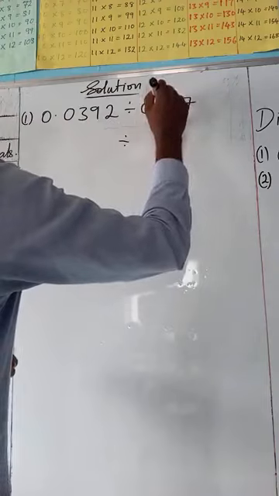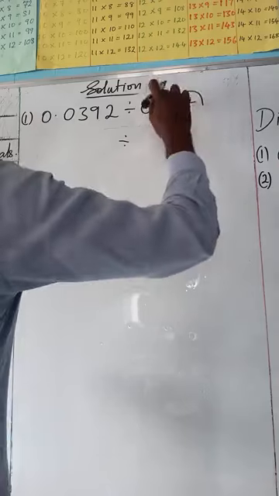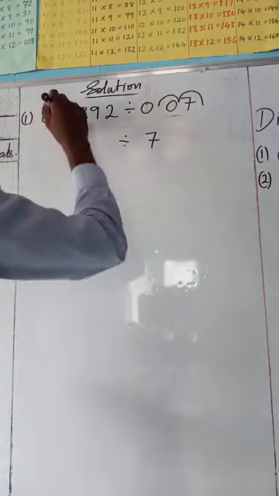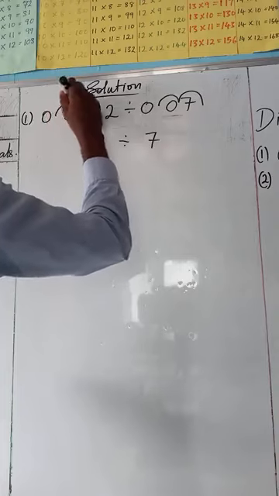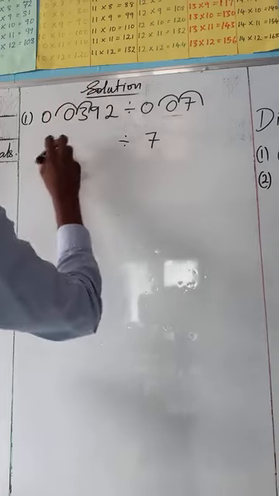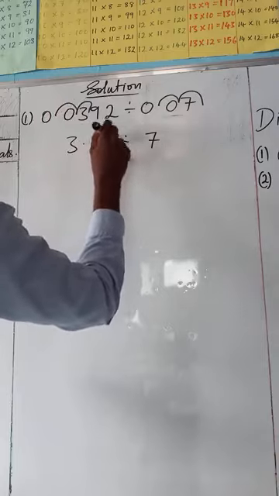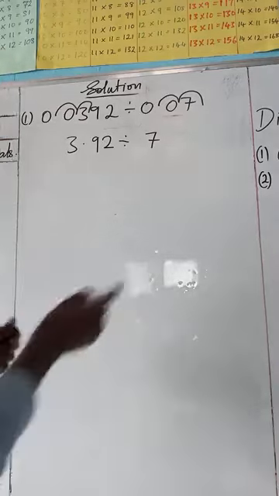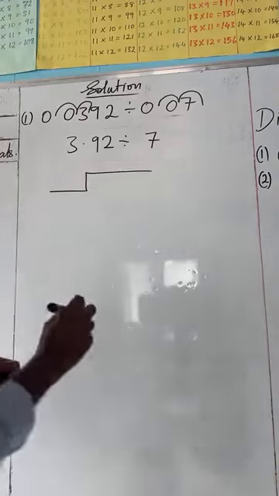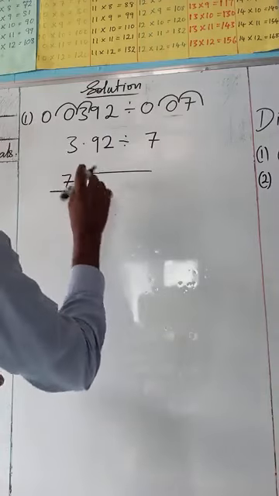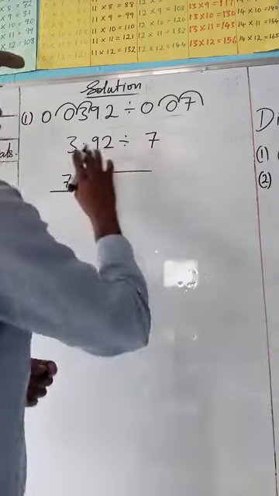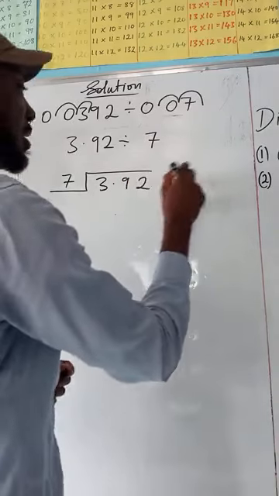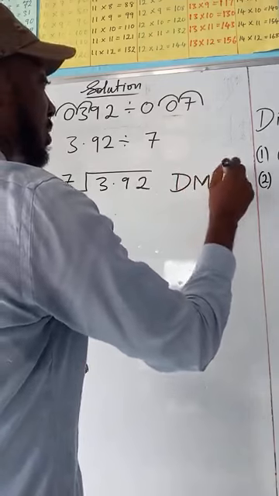So making the divisor a whole number, we move the point 2 times to the right. When you move 2 times to the right, what we have now is 7. Now this point, you move 2 times to the right, that is 1 and 2. So you have 3.92. Now you have 3.92 divided by 7. That is what we are solving. So we use the method of long division to get our answer. So we have the divisor as 7, which will be outside here, and the dividend will be inside, 3.92. Now we have our direction, DMSBR.